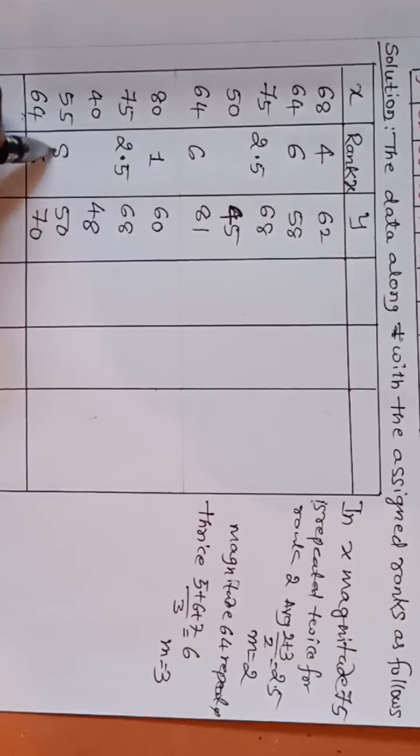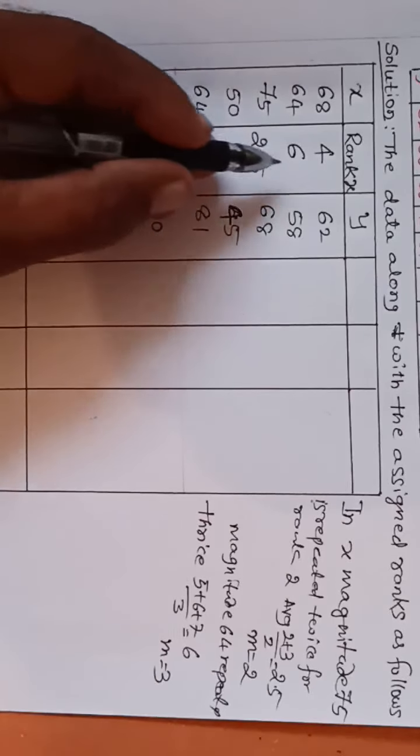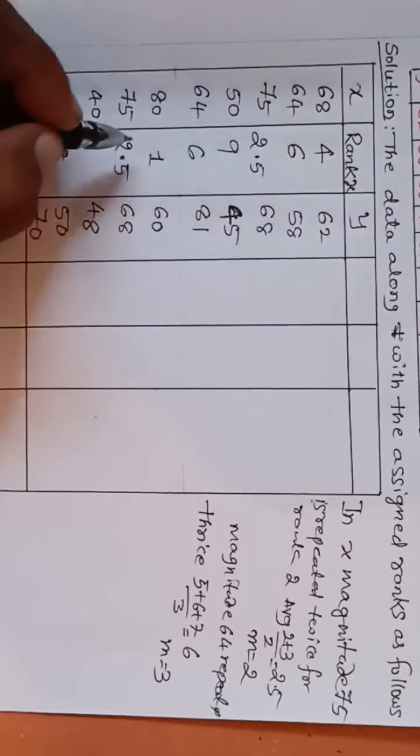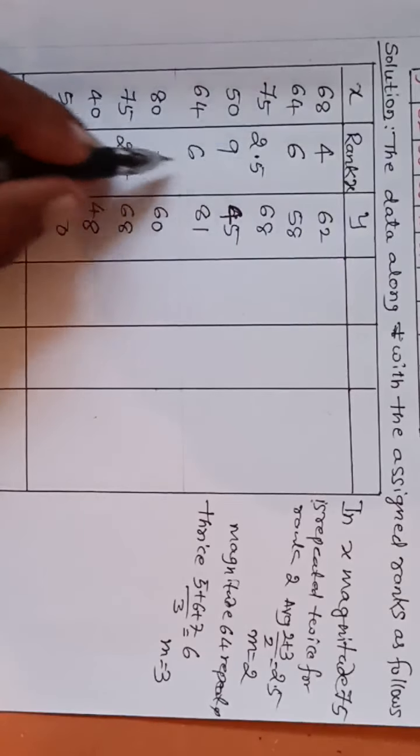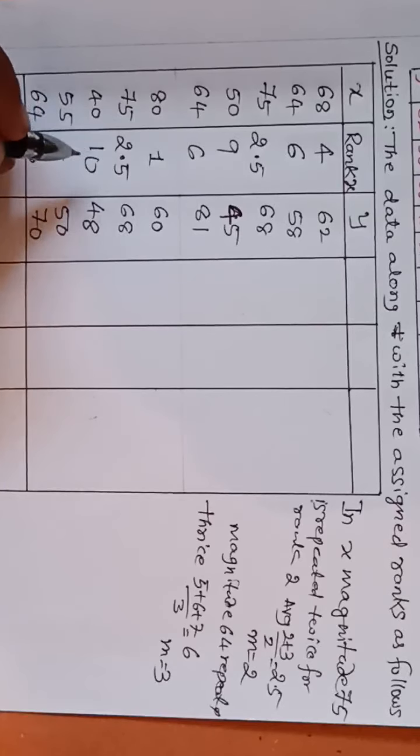The 8th one is 55, the 9th one is 50, and the 10th one, the last, is the least, 40, so it is the 10th rank.